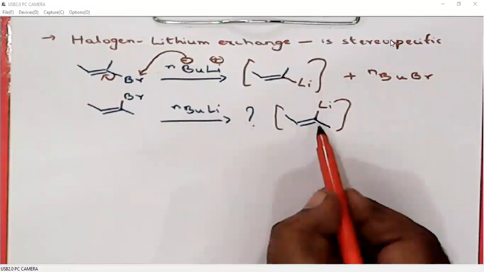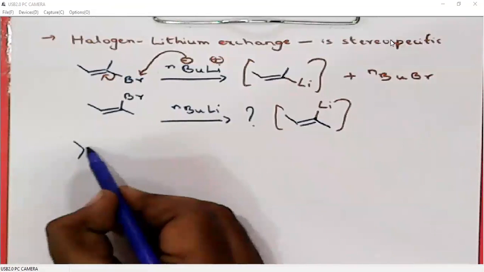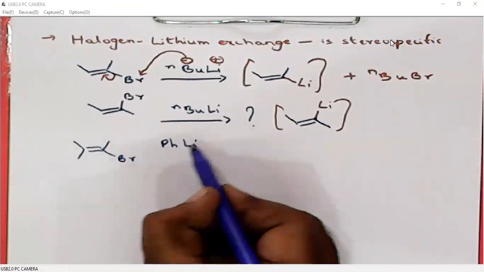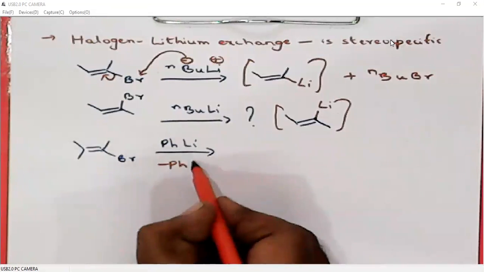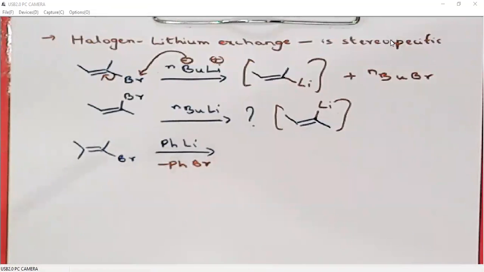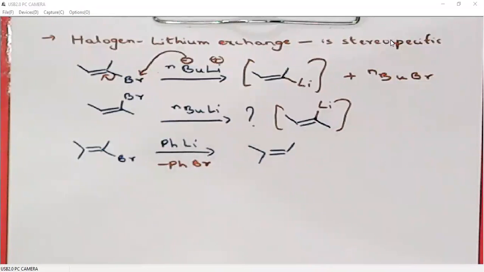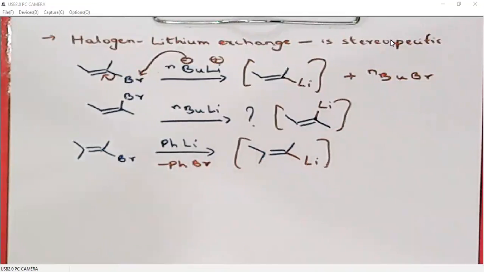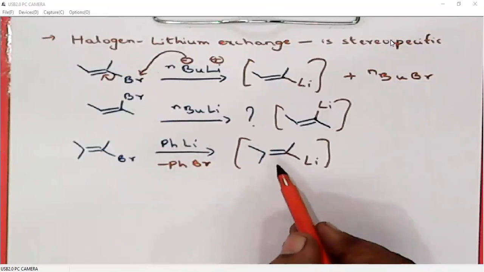Now, this anion, how do we explore this anion further? When we treat this with phenyl lithium, bromobenzene will be a byproduct and we get this nucleophile. So this acts as a nucleophile. Of course, it also acts as a base, but we explore this reactivity of this molecule for nucleophilic character.